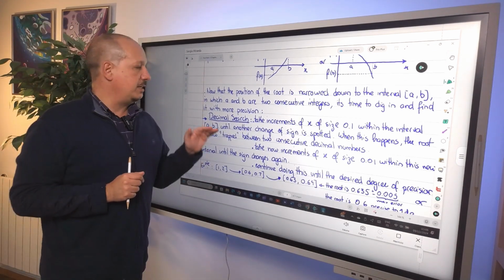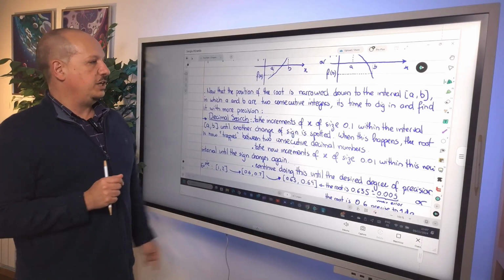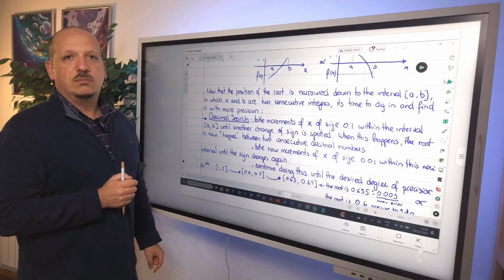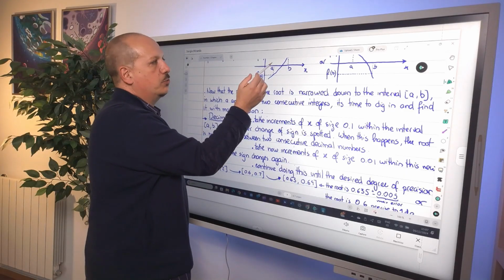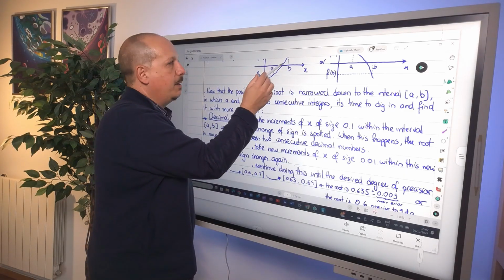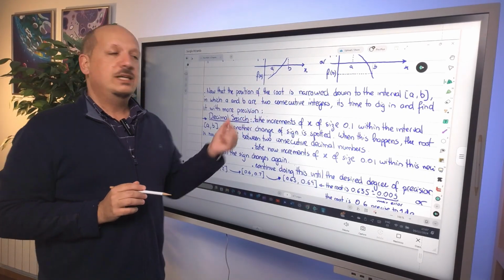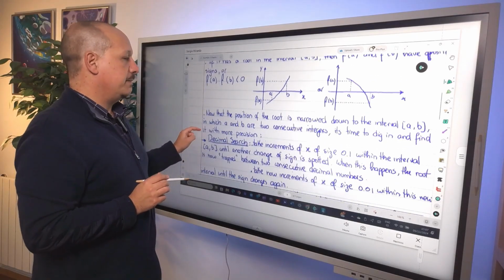The first method is the decimal search. So what happens? You break this down into increments of size 0.1. So you're going to look at a, then a plus 0.1, then a plus 0.2, a plus 0.3, until you notice another change of sign, all right?